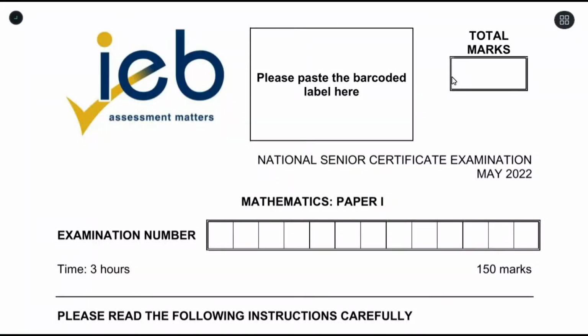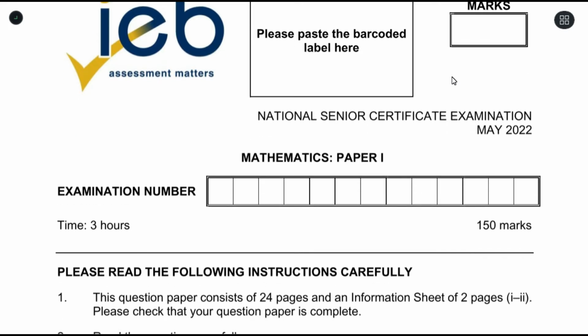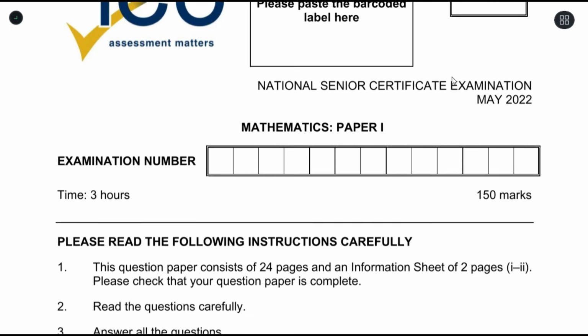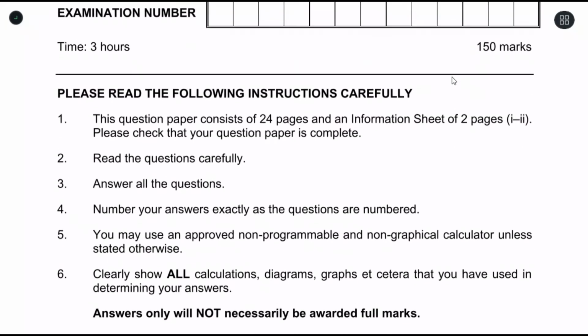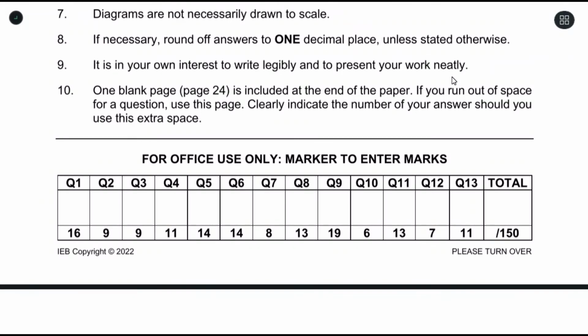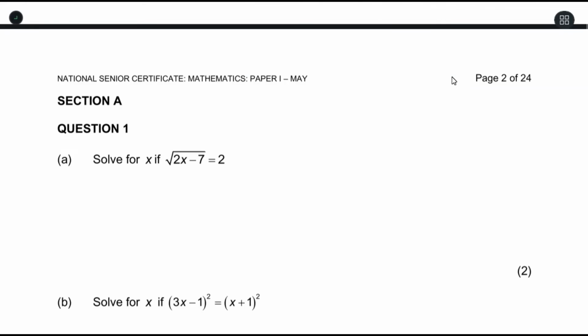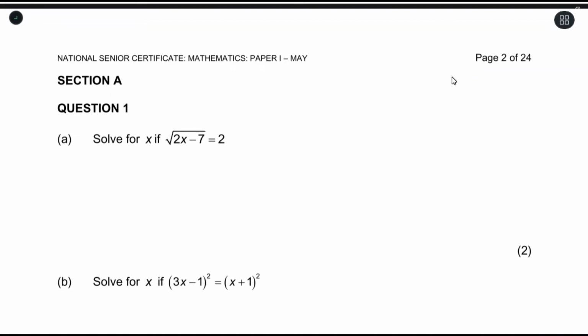So today we're going to be talking about this May 2020 paper. It is the supplementary paper for IEB 2021. So it was written in May 2022. Okay. So we're going to go through section A. I think it's the first 6 questions. Without much ado, let's get into it.